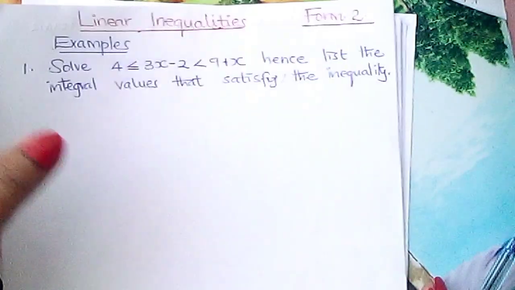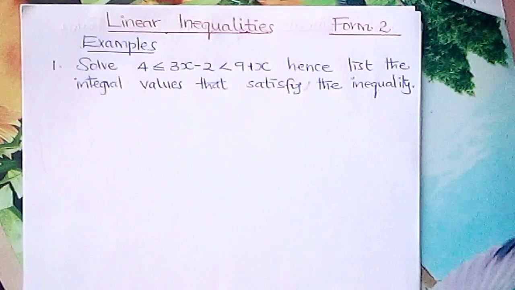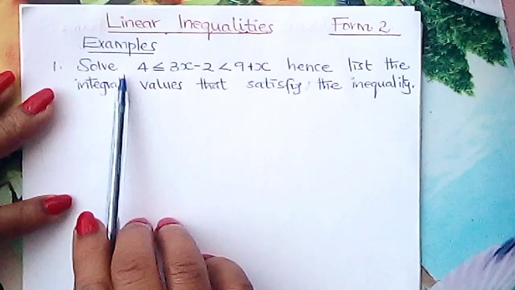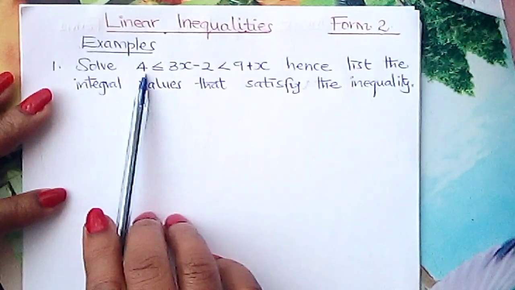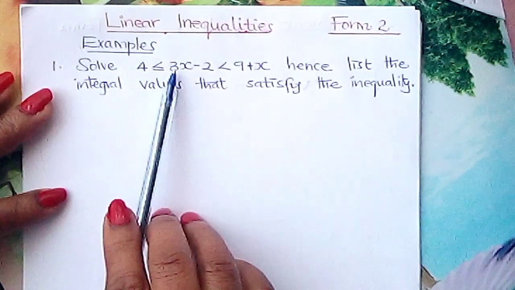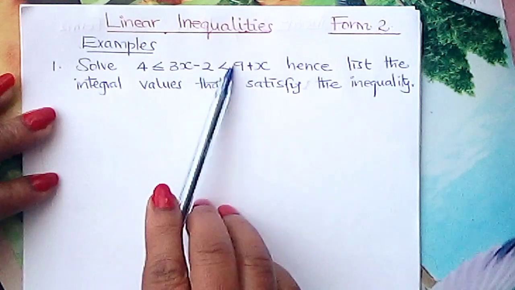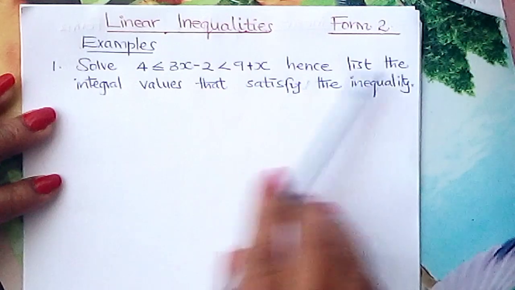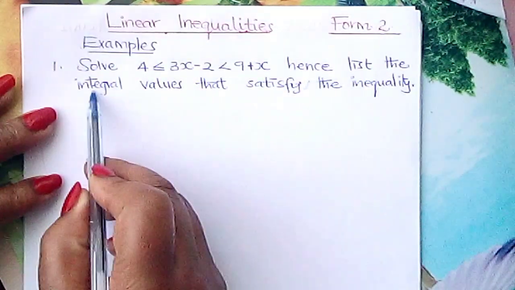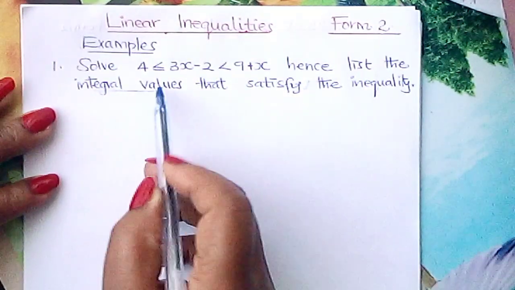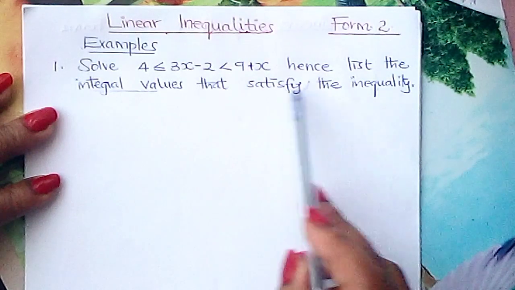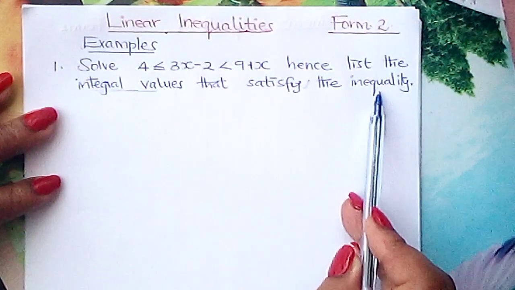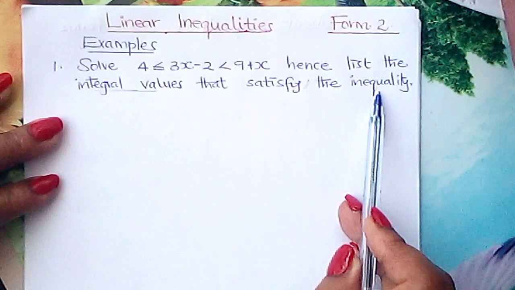So learner, let us look at this example. You are told, solve 4 less than or equal to 3x minus 2, which is less than 9 plus x. Hence, list the integral values that satisfy the inequality. How do you go about this?